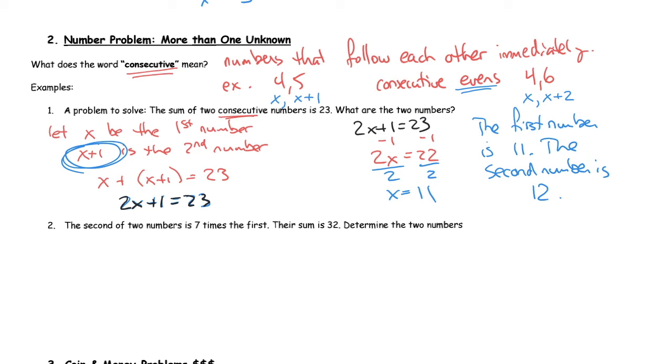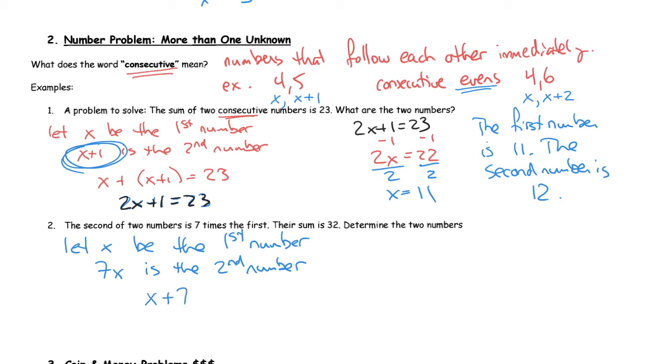The next question here says the second of two numbers is 7 times the first. Okay, so we're going to let x be the first number. And the second number is 7 times the first, so 7x is the second number. Now, all that is just basically me pulling information out of the first sentence here. Their sum is 32. Okay, so x plus 7x is equal to 32. We're going to determine the two numbers.